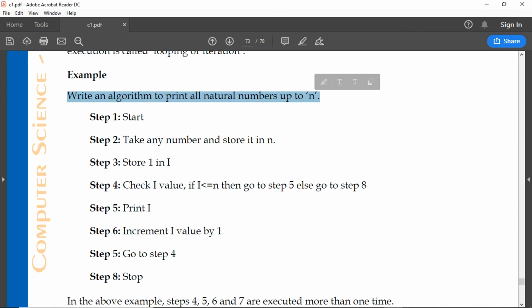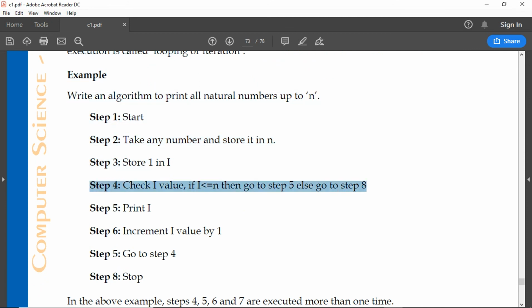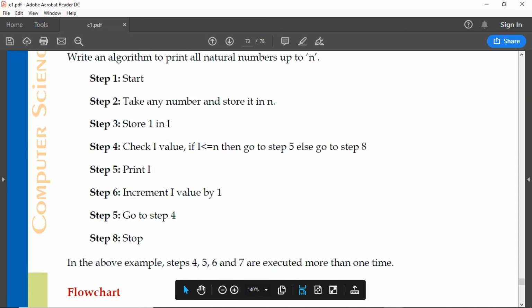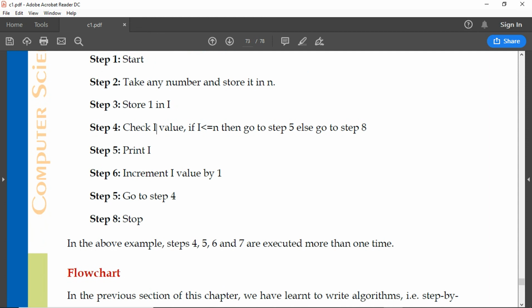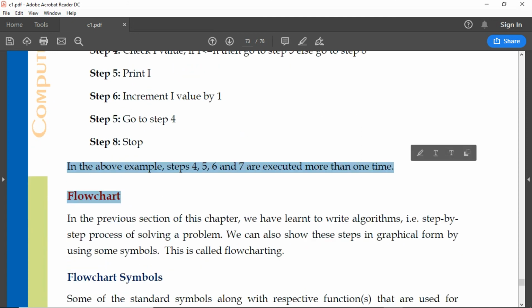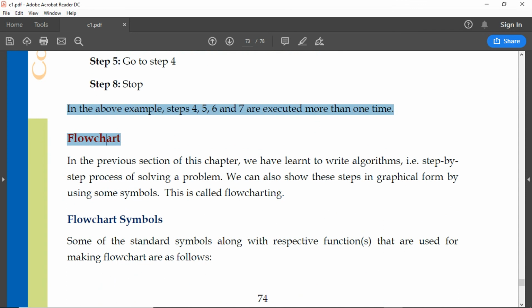Example. Write an algorithm to print all natural numbers up to n. Step 1, start. Step 2, take any number and store it in n. Step 3, store 1 in I. Step 4, check I value. If I is less than or equal to n, then go to step 5, else go to step 8. Step 5, print I. Step 6, increment I value by 1. Step 7, go to step 4. Step 8, stop. In the above example, steps 4, 5, 6 and 7 are executed more than one time.